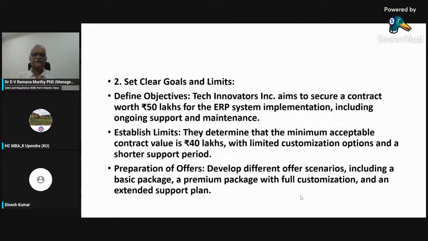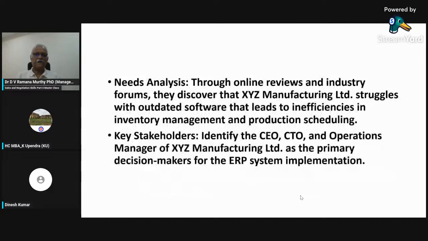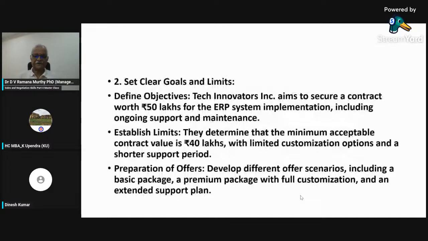Now, the second aspect we need to say here is setting clear goals and limits. We have already talked about it, but in this particular example, Tech Innovators Incorporated aims to secure a contract worth 50 lakhs for the ERP system implementation, including ongoing support and maintenance. See here, define crystal clear objectives, mind it. That means you have to set a clear goal and limits.